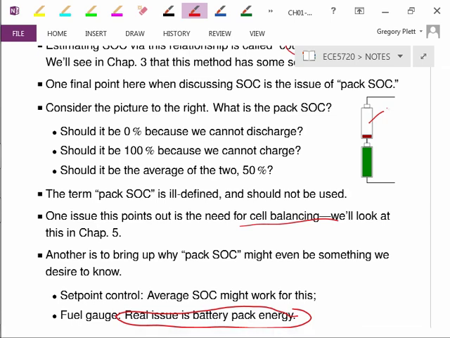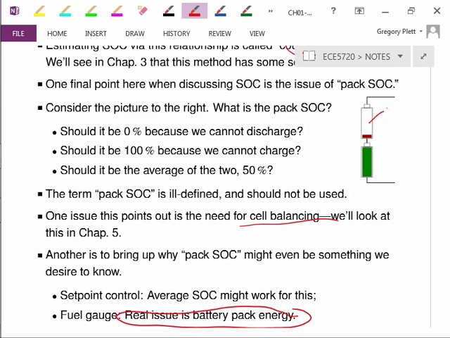So for fuel gauge purposes, state of charge was never the thing you wanted to know anyway. Energy was always the thing you wanted to know. How much energy is available in the battery pack? Now, it turns out for a single cell, energy and state of charge are almost directly proportional to each other, so that's probably why people use state of charge, but energy is fundamentally what you want to know.